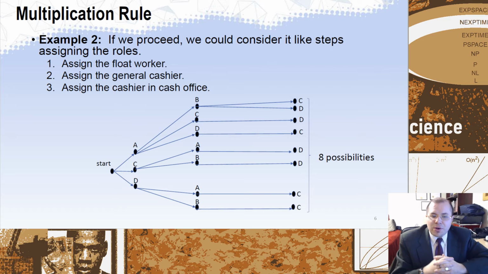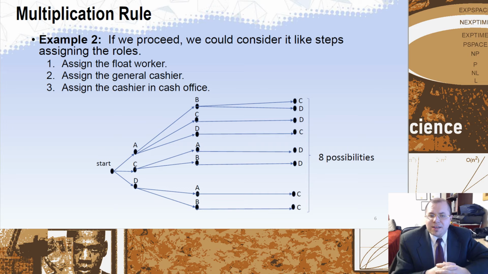Now notice here that if I start off with the float worker, remember Bob cannot be a float worker. So I have 3 possibilities, either Alice, Charlie, or Drake. So you notice at the first step, I have 3 possibilities, right? Now, if I pick Alice, then for the general cashier, I can pick one of the 3 remaining workers. Bob is qualified to work as general cashier. So is Charlie. So is Drake. So if I pick Alice as the float worker, then the other 3 workers can work as general cashiers. Hence, I have 3 possibilities.